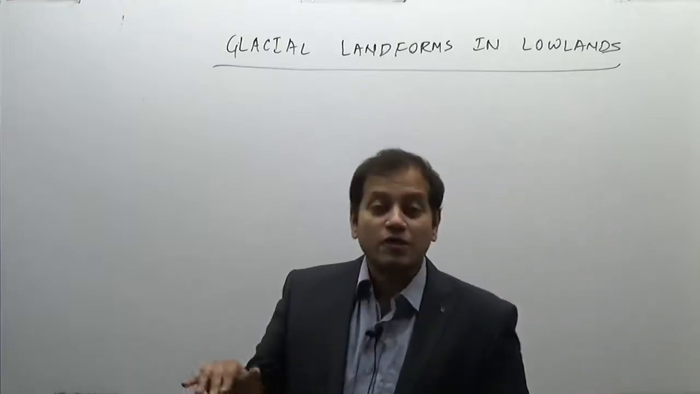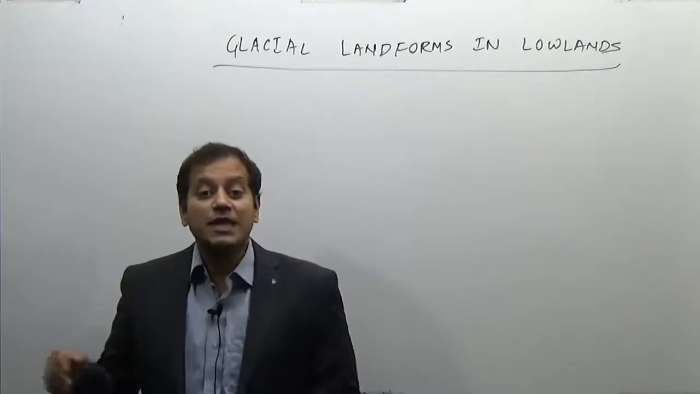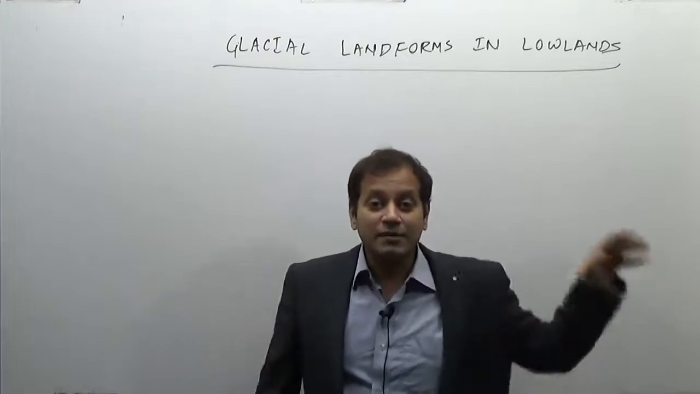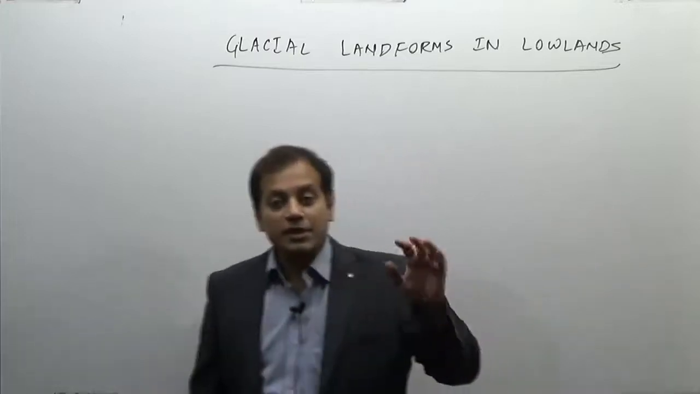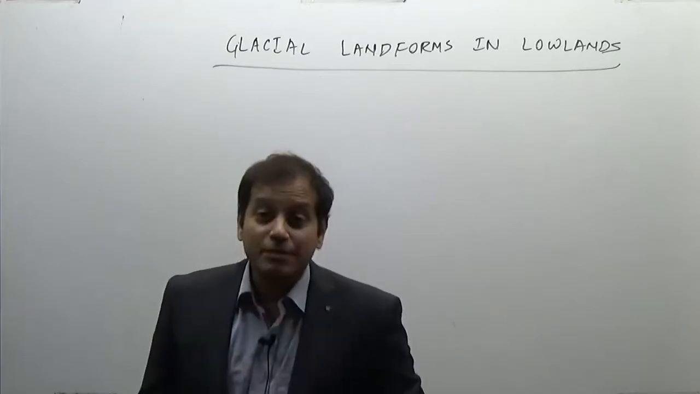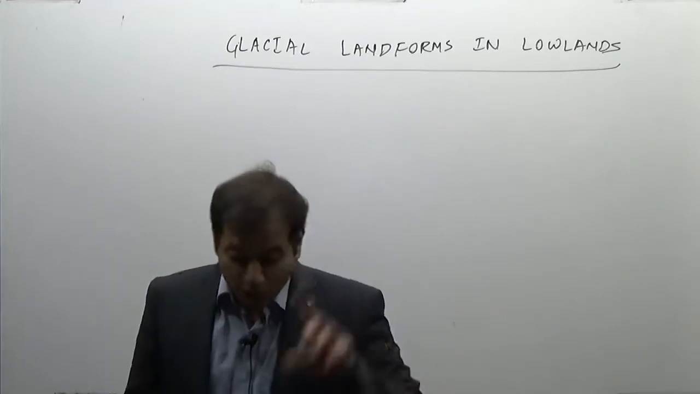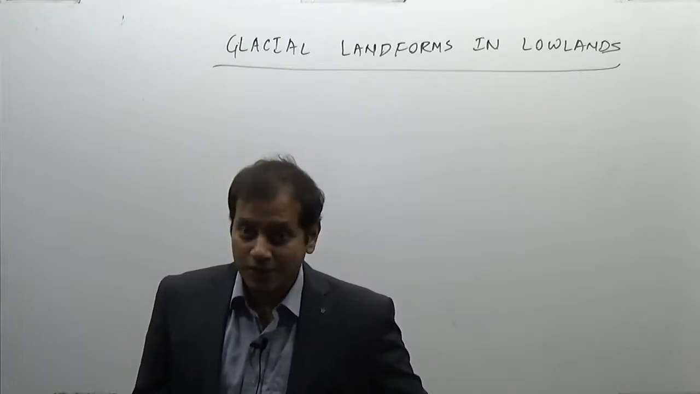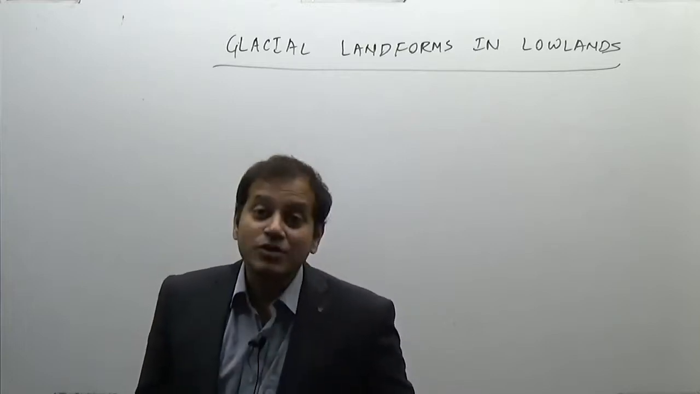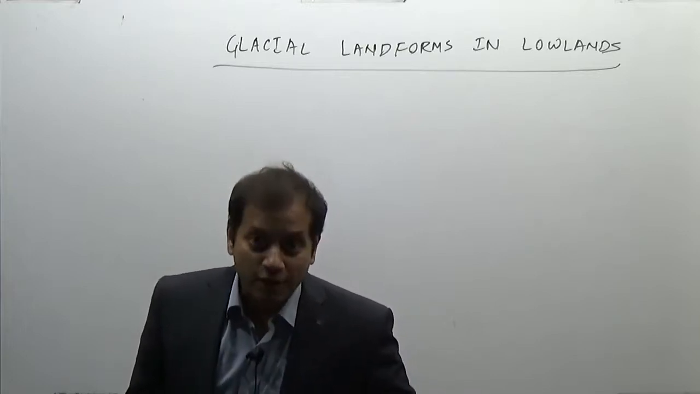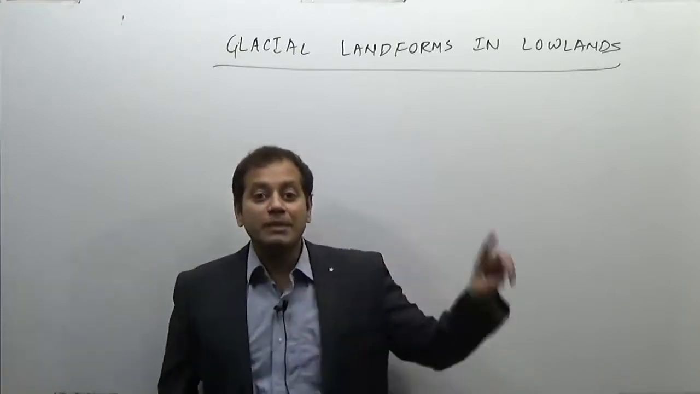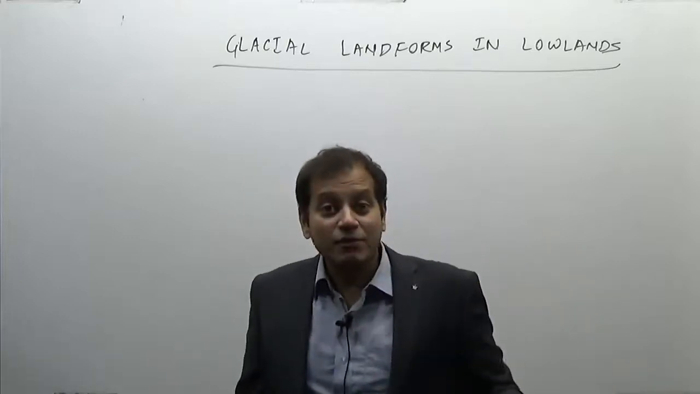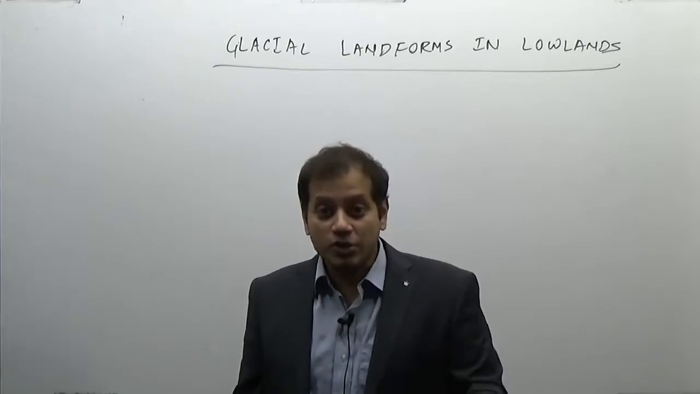Now in the lowlands, most of the landforms which are found will obviously be the landforms associated with deposition. Because in the highlands the glaciers, like rivers, will erode, and in the lowlands they will deposit the material. So we can call them major depositional landforms also. But there are two kinds of landforms which are not associated with deposition. Even in the lowlands we see signs of erosion in these landforms. From the examination point of view, remember these two kinds of landforms, because they may ask which of the following glacial landforms are not depositional landforms.